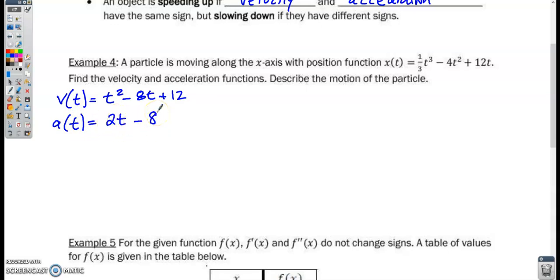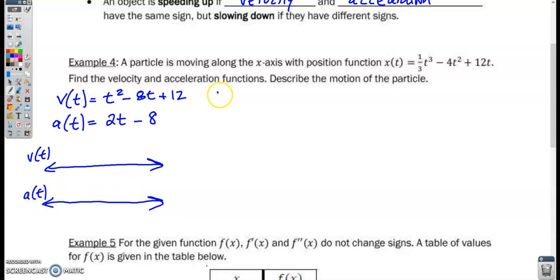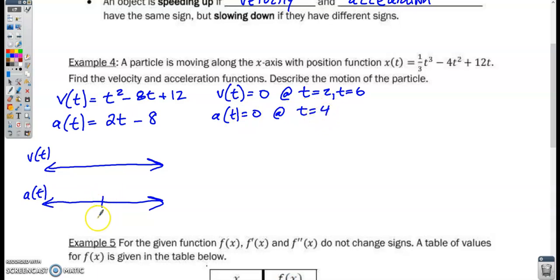Now to help me describe the motion of the particle, I'm going to go ahead and make a sign chart for each of these. And in fact, I'm going to line my sign charts up so that we get the overlap with one another. V of t is equal to 0 here. Let's see, that's t minus 2 times t minus 6. So t equals 2 and t equals 6 are our critical points, and the acceleration is equal to 0 at t equals 4.